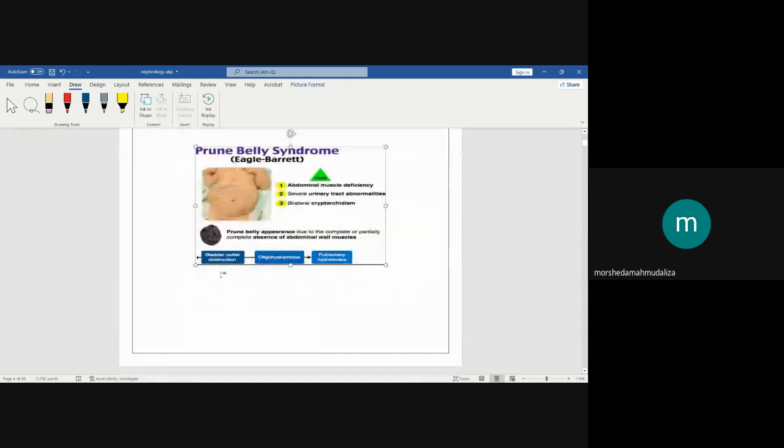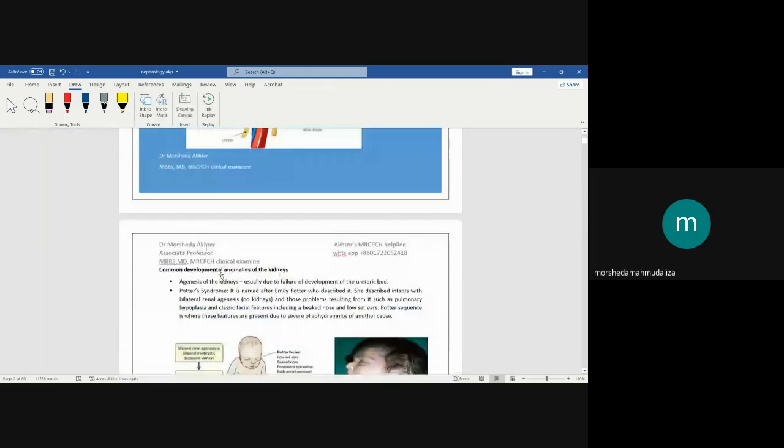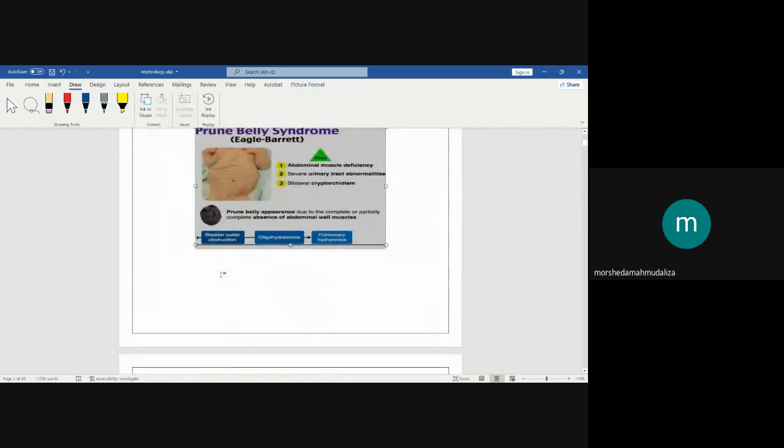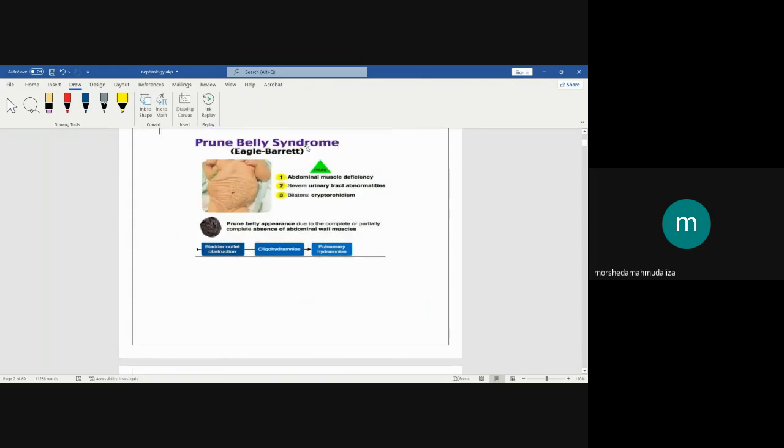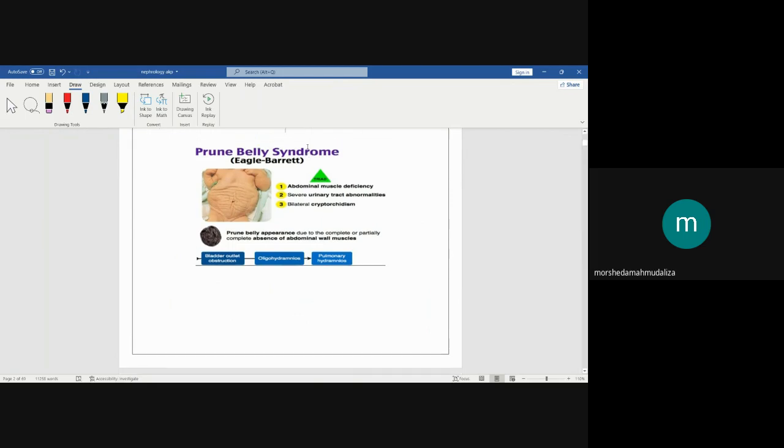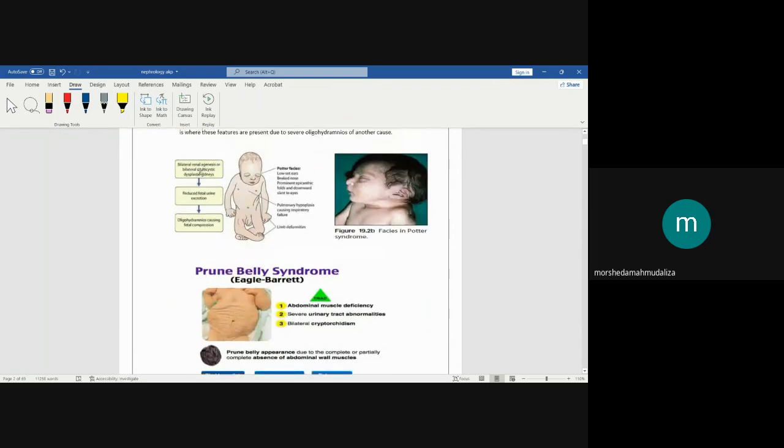There is another thing, that is prune belly syndrome. When you get a child having absence of lower abdominal skin with cryptorchidism, then you will think of Eagle-Barrett or prune belly syndrome. Okay, usually they are associated with bladder outlet obstruction, which leads to oligohydramnios and pulmonary hypoplasia. So actually, it is the Potter syndrome or Potter sequence.